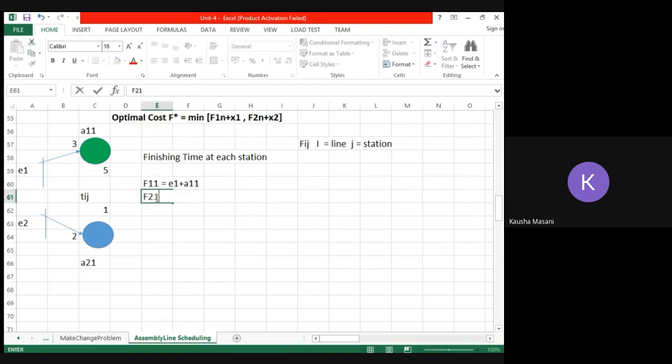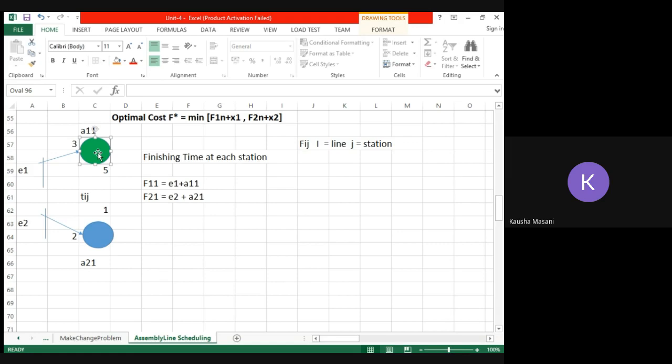So for F11, the formula is given by E1 plus A11. Similarly, for F21, the formula will be E2 plus A21. That is the finishing time at A21 and the finishing time at A11. Finishing time means how much time you take to complete the task at that particular station.